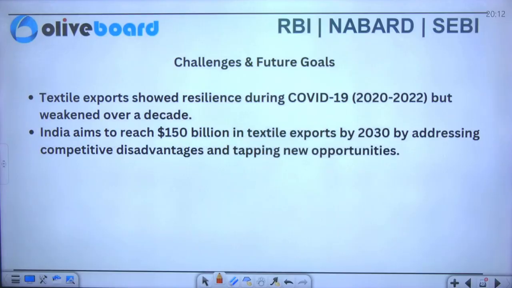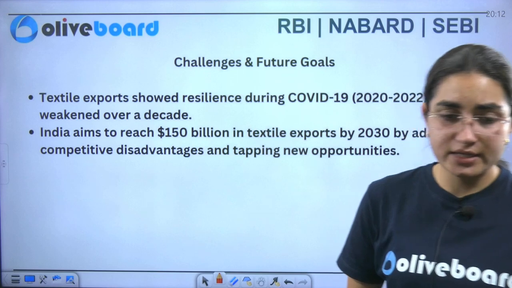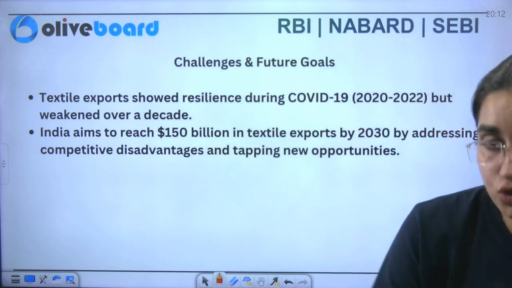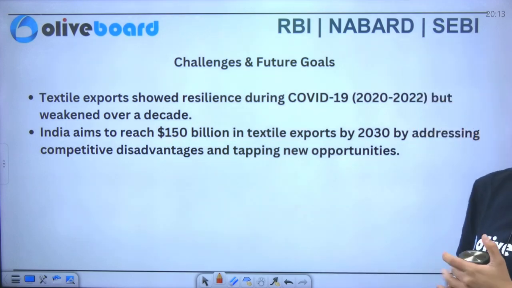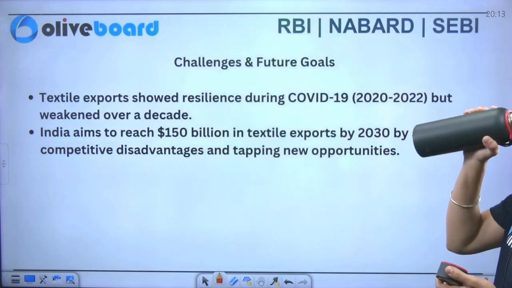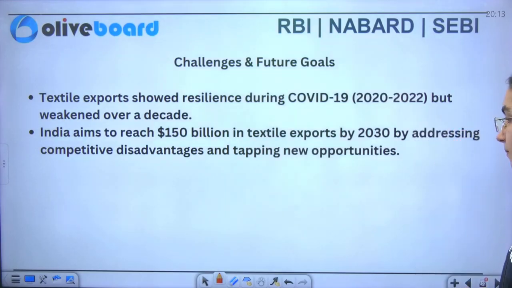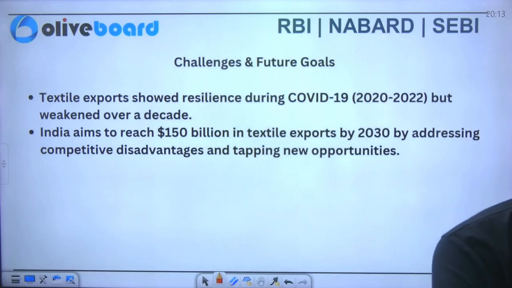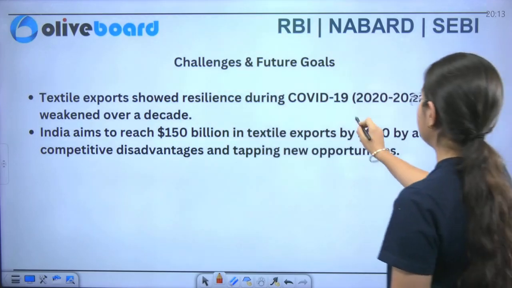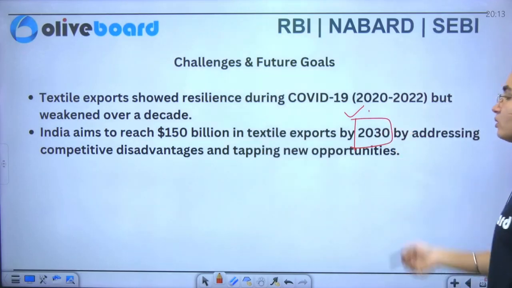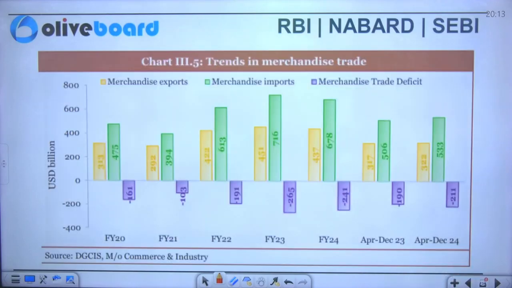Now, we'll see about the challenges in the future. The textile industry showed resilience during COVID-19 as well. Now, India is aiming to reach $150 billion in textile exports by 2030. This is the target here. Now it will lead to an increase in employment opportunities as well. We've already seen this. Okay, this is a trend in the merchandise trade.